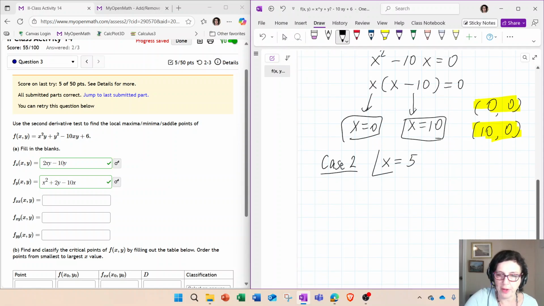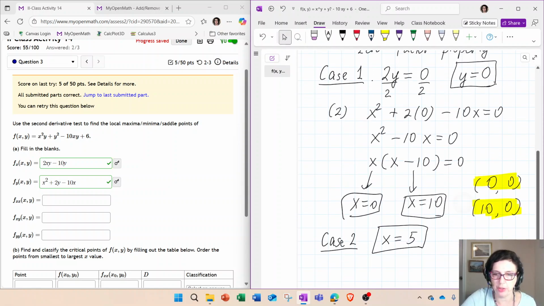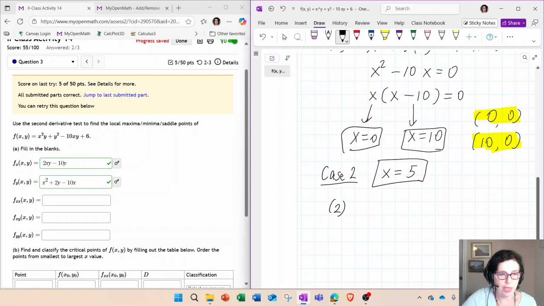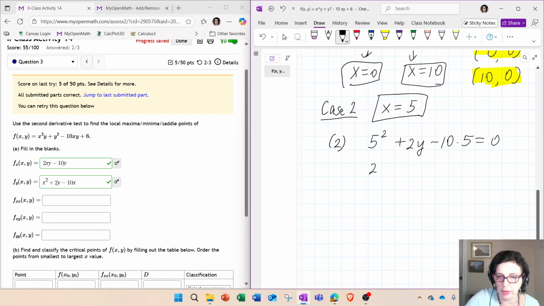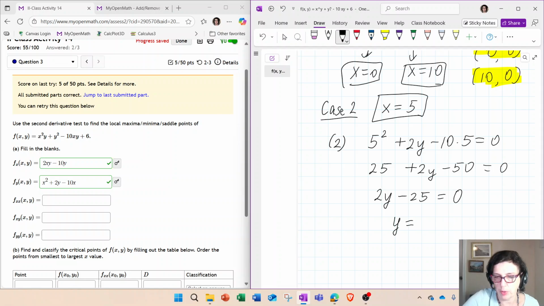So if x equals 5, you have to go to the other equation, which was equation number 2, and plug in x equals 5. I'm just looking over here on my left side. When I plug in x equals 5, I get 5 squared plus 2y minus 10 multiplied by 5 equals 0. So 5 squared is 25 plus 2y minus 50 equals 0. Now that is 2y minus 25 equals 0. So I got y equals 25 over 2. So my critical point is (5, 25/2).